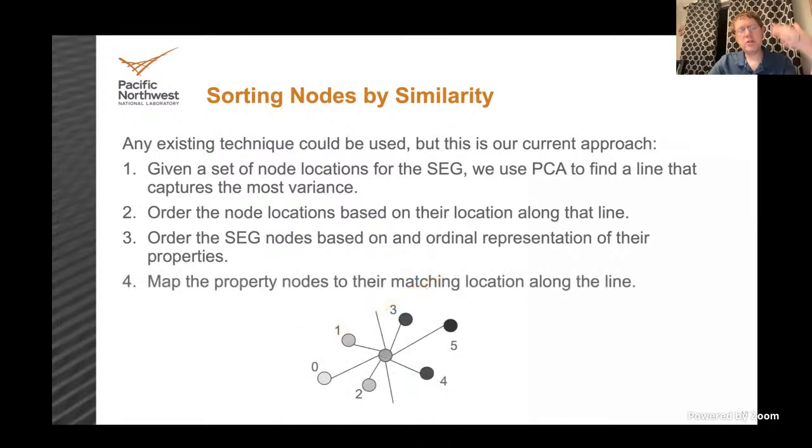And then lastly, once you have an ordering for the node locations and an ordering of your nodes based on their property similarities, you then simply map the nodes to the locations in a one-to-one mapping based on those two orders. And you get your final layout like you can see here, and now our nodes have this nice smooth gradient in their properties.